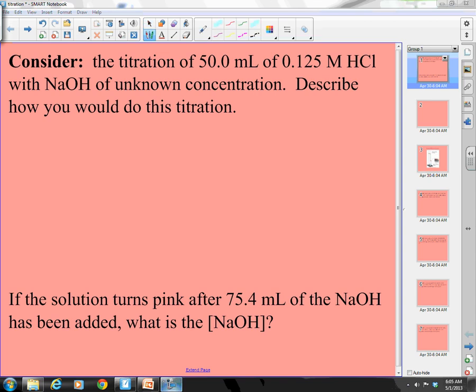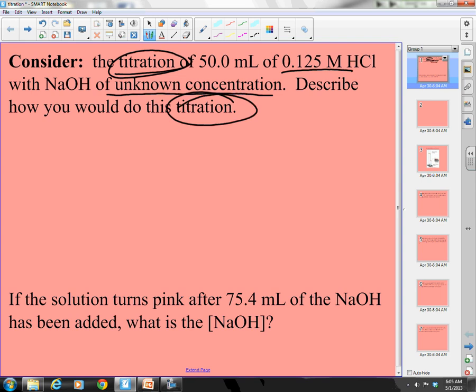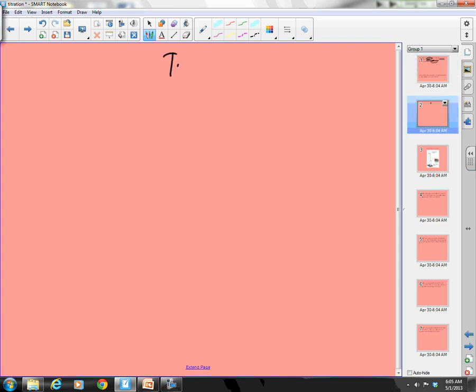We are in our discussion of acid-base chemistry, and we want to talk about this concept right here, titration. Consider the titration of 50 mL of 0.125 molar hydrochloric acid with sodium hydroxide of unknown concentration. Describe how you would do this titration. So we need to talk about titration. And what specifically is titration?